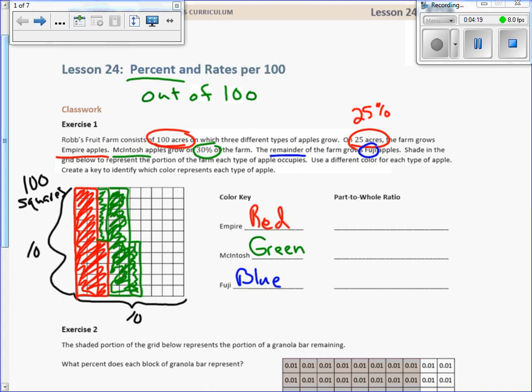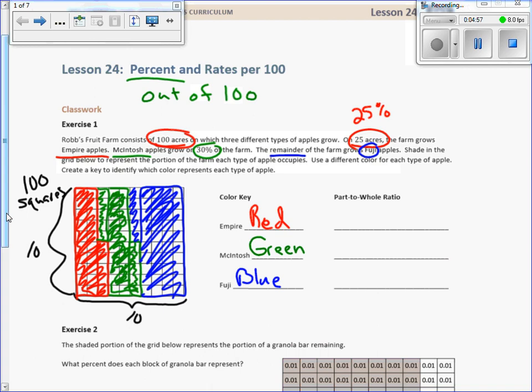So the red, Empire, is 25%. Green, Macintosh, is 30%. And then the remainder is blue. So how many is that? 10, 20, 30, 40 right here, plus 1, 2, 3, 4, 5. Let me shade that in. And there's 45. So there's our shaded regions.